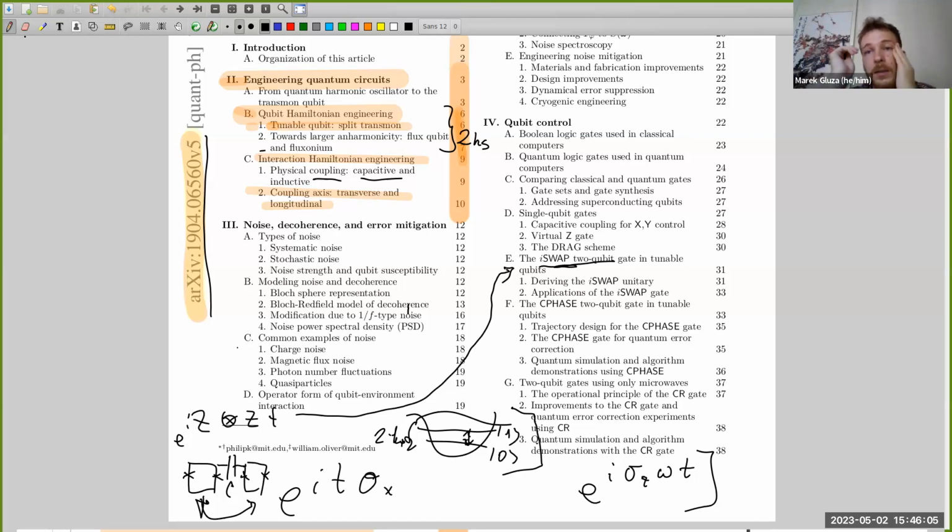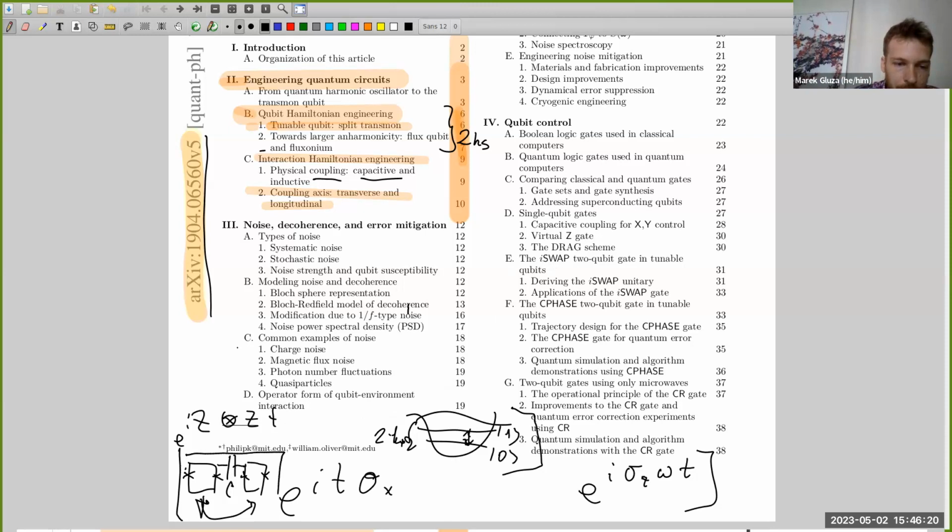transmons. Okay, so yeah, we are just looking at the table of contents, and we more or less know what we want out of a review that is describing superconducting qubits. We want the review to tell us what this picture means. So that would be section 2, A and B, let's say.